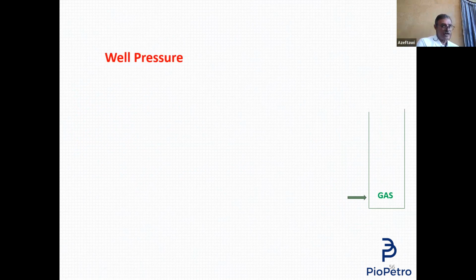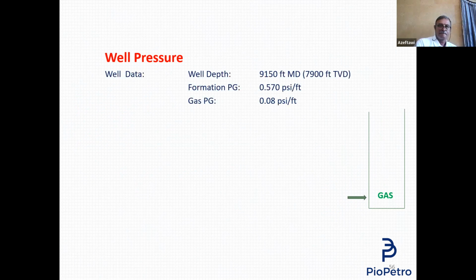The other type of pressure calculation we need to do is what you see now. This is the data I'm giving you. I have a well depth. I'll give you the measured depth and the TVD. This is to examine which depth you will use, the TVD or the measured depth. We agreed that when we deal with pressure, we deal with the TVD. When we deal with volume, we deal with MD. And you have the formation pressure gradient, and we have the gas pressure gradient. This is a gas well.